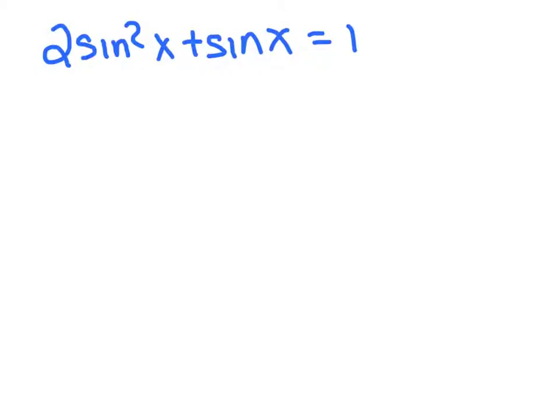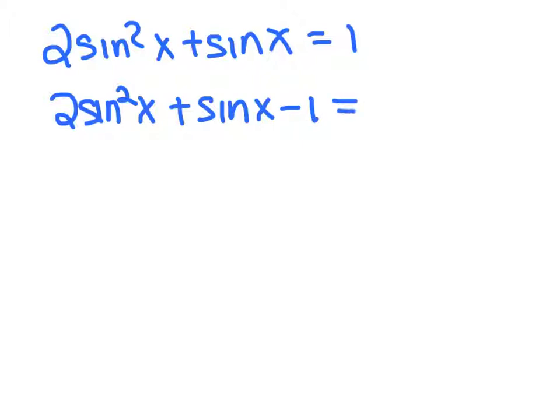You'll also have a couple problems that involve solving by factoring, and I wanted to show you how to do those. So if I solve by factoring, the first thing I'm going to do is recognize that it's a squared problem, so it's quadratic, so I'm going to make it equal to 0. So 2 sine squared x plus sine x minus 1 equals 0.